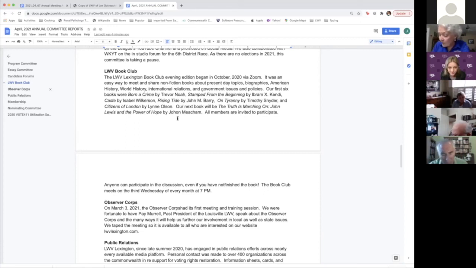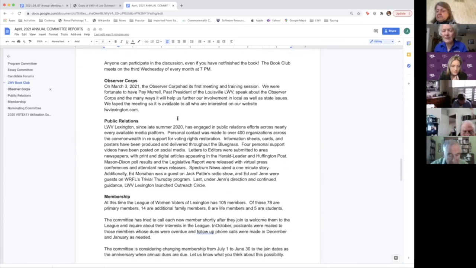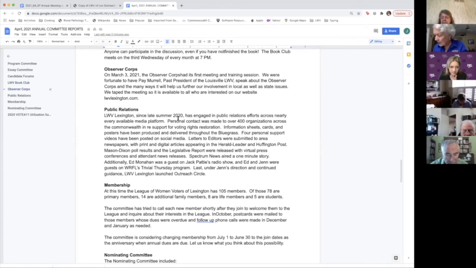Observer Corps is just getting off the ground. It's been around for a while, but we've had our first meeting and a training. You can go online and look at that training. It was very good. And this is another thing that you can do that doesn't take a whole lot of time, but it's very helpful to keep us up to date with what's happening in our community, and maybe let us know about some issues that we need to jump in and work on.